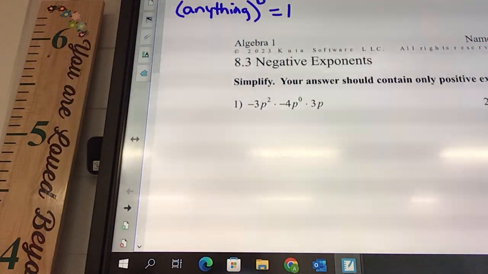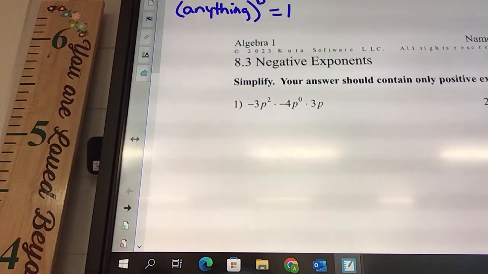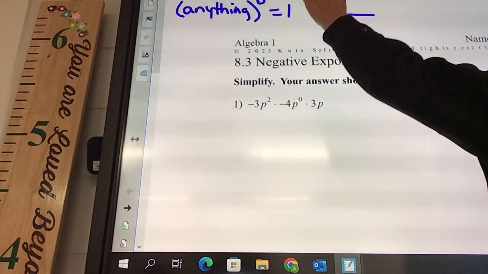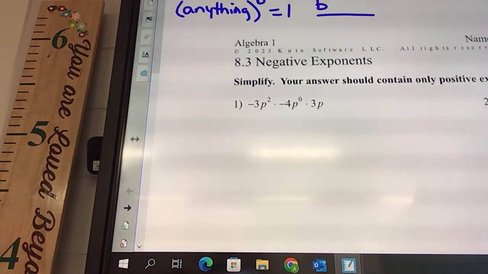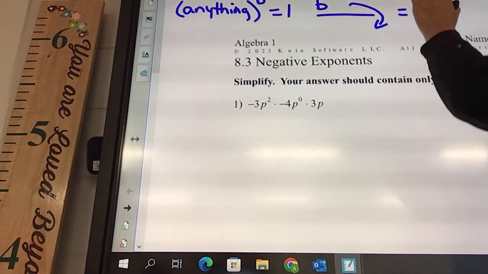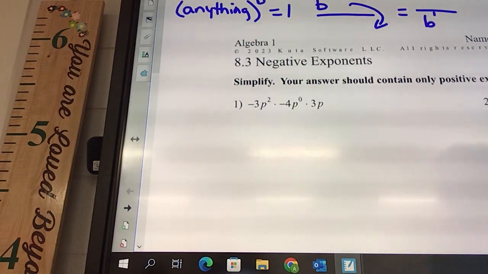The other thing is with negative exponents. It is not mathematically appropriate to have a negative exponent. So, you need to get rid of it. The easiest way is if I draw it, if I have b to the negative 1, in order to make it a positive, I need to move it down. So when I move it down, it becomes b to the 1.